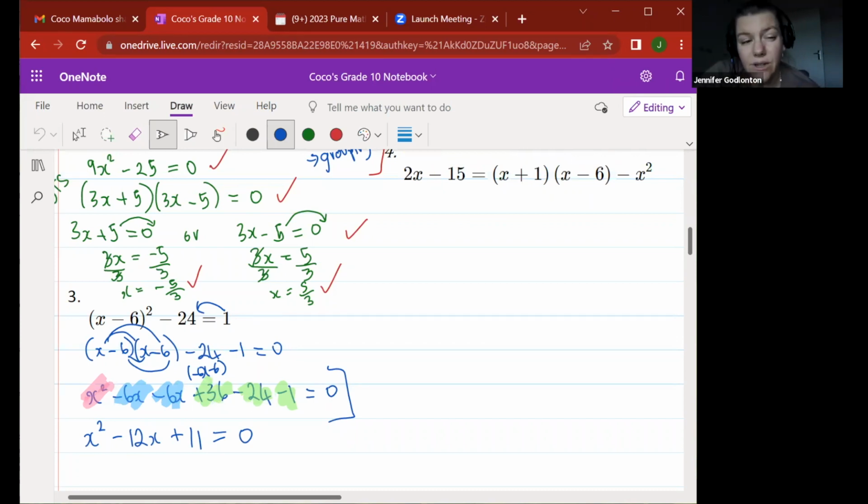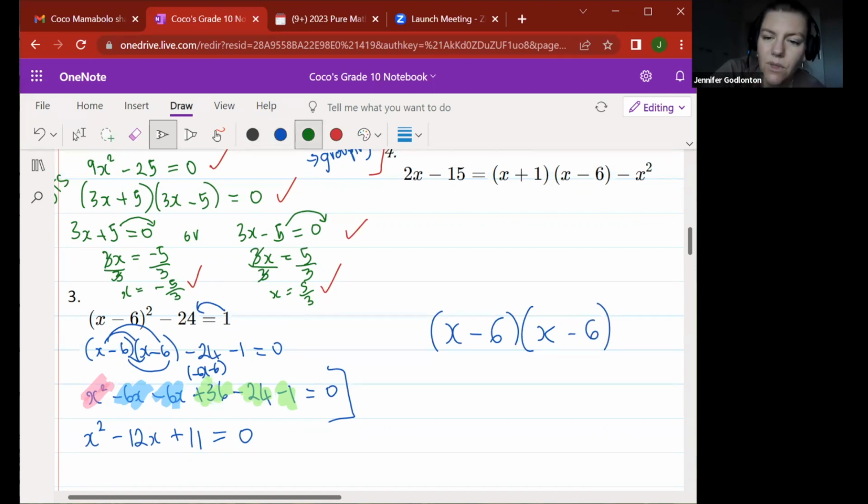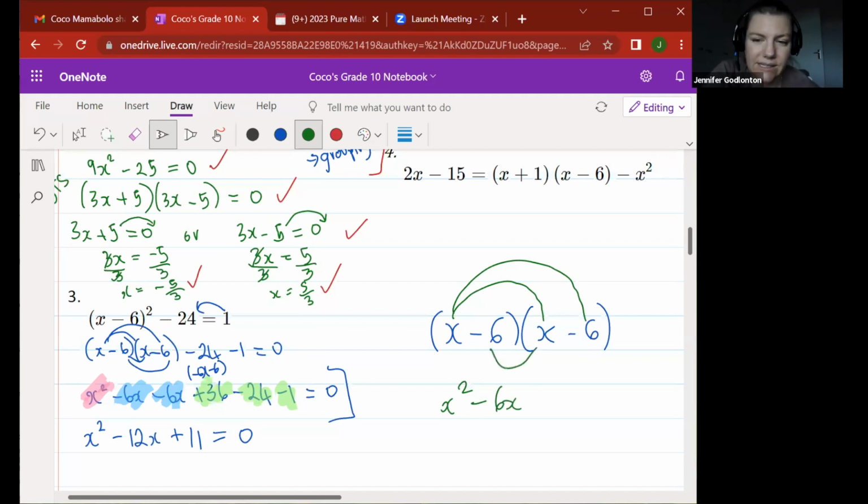Okay, so the reason it's not 36x is, if I write this a little bit bigger, x minus 6, x minus 6. When we do our FOIL, we're saying our first terms, so x times x, that's x squared. Then x times negative 6, that's negative 6x. Negative 6 times x, that's negative 6x. And then negative 6 times negative 6, that would be positive 36. So that's why there's no x involved there.